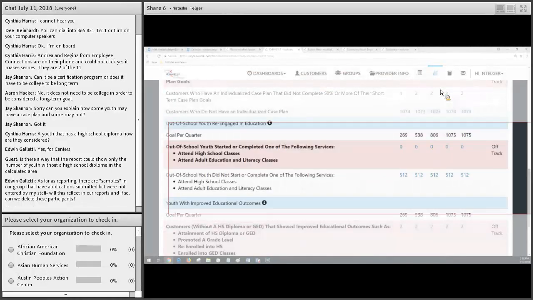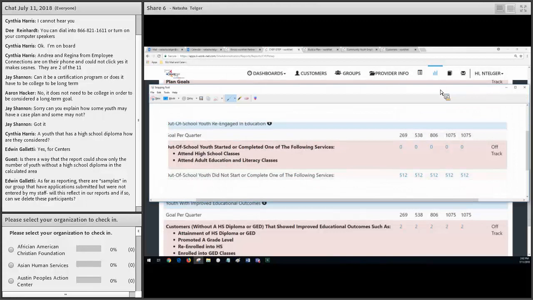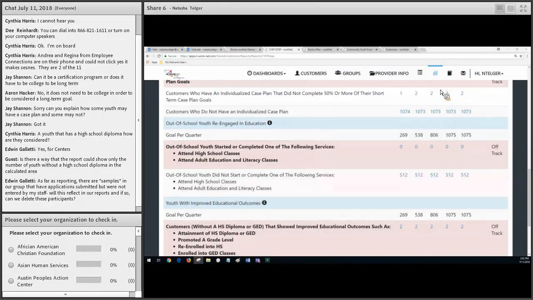But I need to make a note for that, I just noticed. Edwin is saying, as far as reporting, there are samples in our group that have applications submitted but were not entered by my staff. Will this reflect in our reports, and if so, can we delete these participants? These are only enrolled customers.